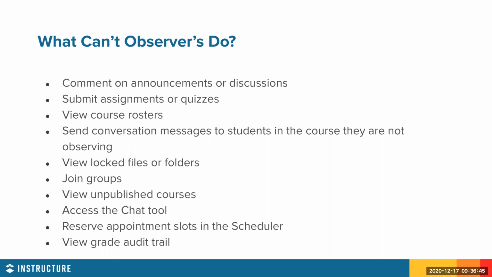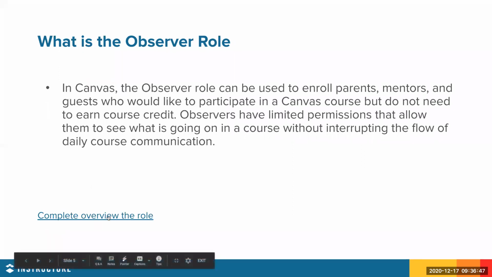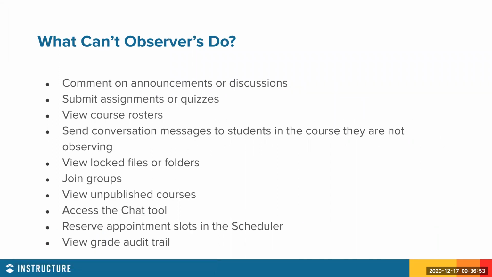So, I will go back to this slide. This resource here gives you a total overview of what they can do and what they can't. But because we do get asked so frequently what they cannot do, I wanted to specifically call that out. So they cannot comment on announcements or discussions, so they can't participate in that. They can't submit assignments or quizzes. They can't view the course roster, so they're not going to be able to see who is enrolled in your course.